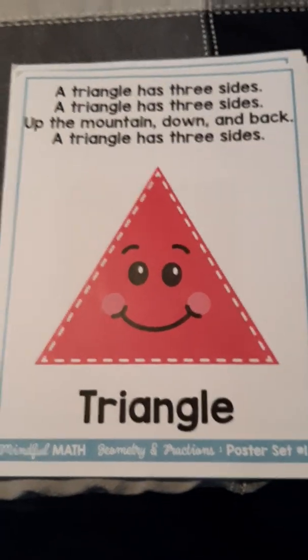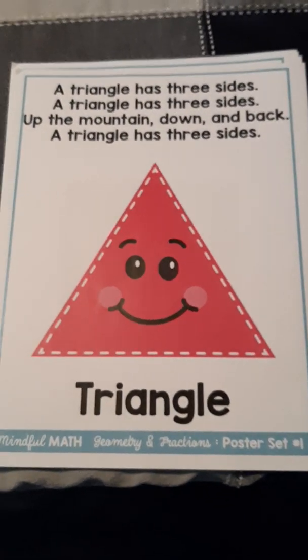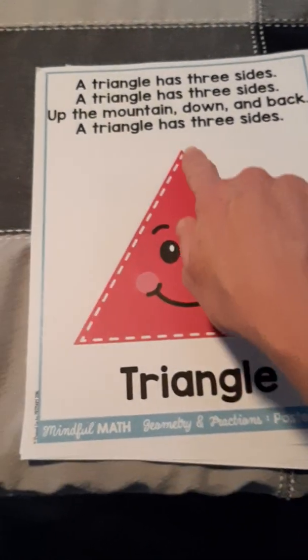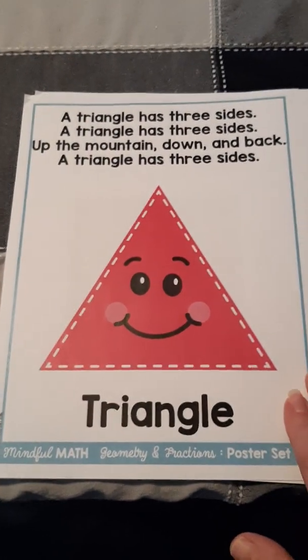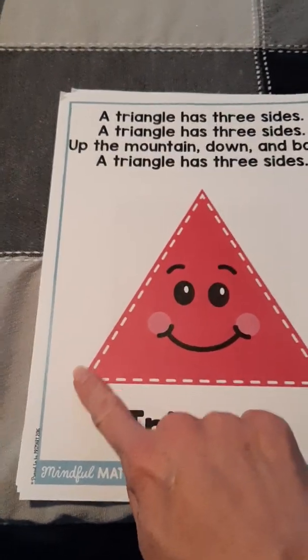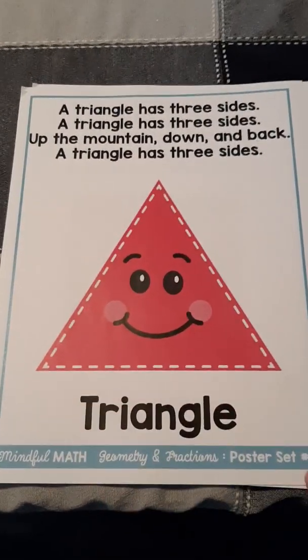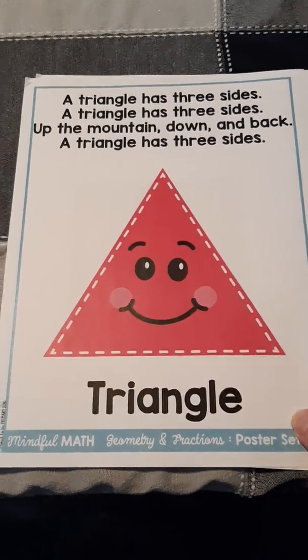What's this? A triangle. A triangle has three sides. 1, 2, 3. Up the mountain, down and back, a triangle has three sides.